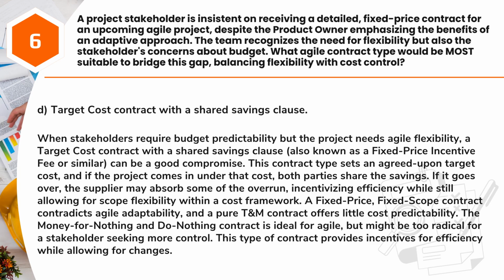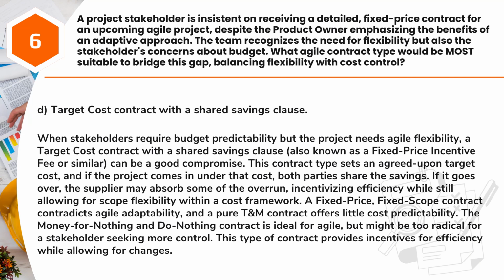When stakeholders require budget predictability but the project needs Agile flexibility, a target cost contract with a shared savings clause, also known as a fixed-price incentive fee or similar, can be a good compromise. This contract type sets an agreed-upon target cost, and if the project comes in under that cost, both parties share the savings. If it goes over, the supplier may absorb some of the overrun, incentivizing efficiency while still allowing for scope flexibility within a cost framework.